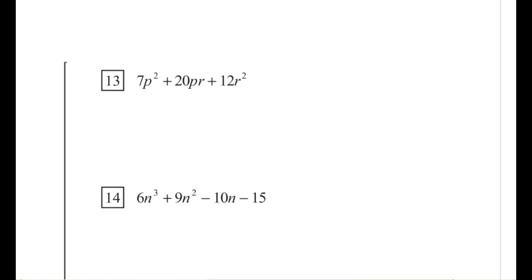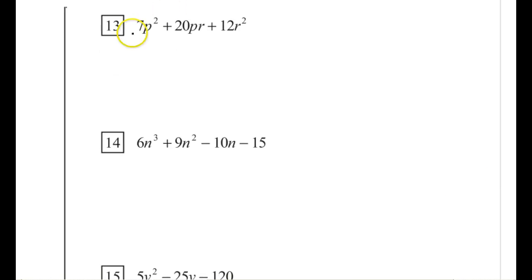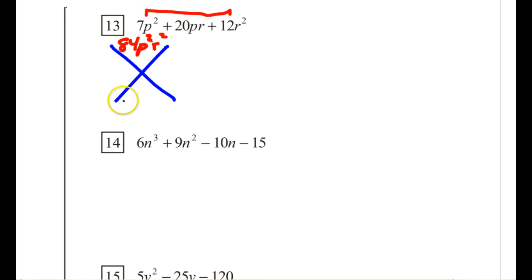Let's go up to 13. Okay, so GCF, 7, 20, 12, no. They don't share a variable, so no GCF. Three terms, so let's put this in the X and see if we can find some numbers that work. 7 times 12 is 84, and that would be p squared r squared, the two variables, and then it has to add to the middle. Okay, so what two numbers multiply to 84 and add to 20?